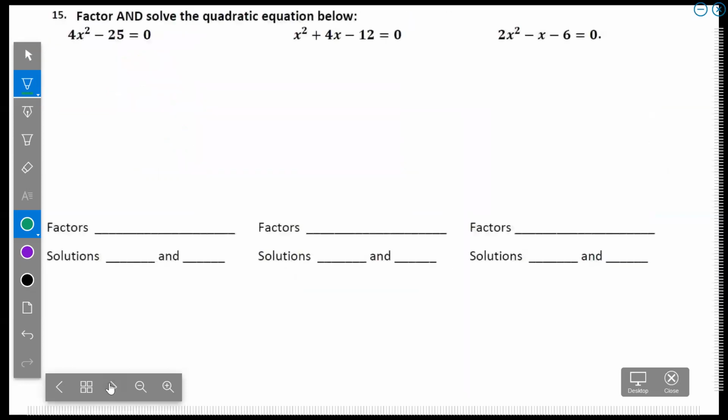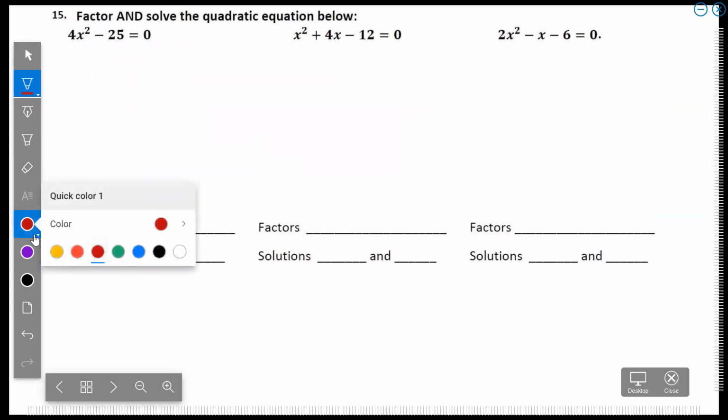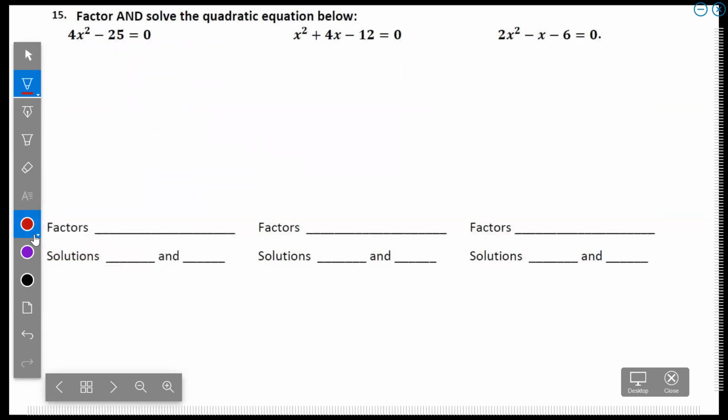How many terms does the first one have? 2 terms. So this is a special situation. We've got only 2 terms. Do I need to do the X in the box for this one? No. Does anybody remember what we call this? Yep, difference of perfect squares.